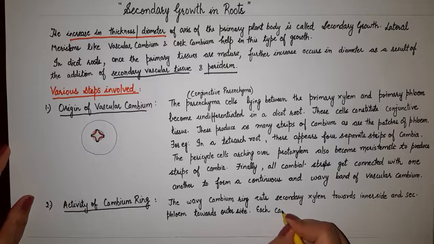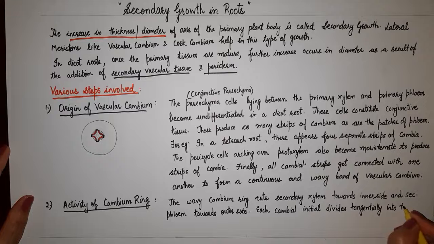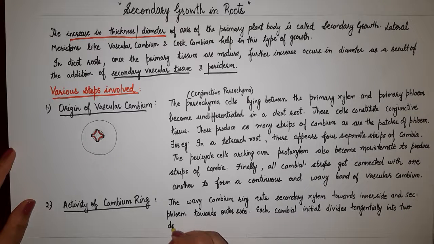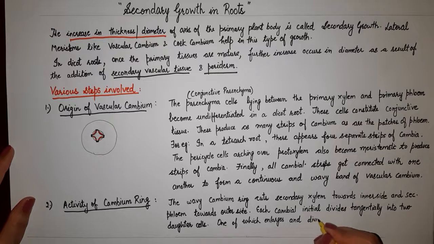Each cambial initial divides tangentially into two daughter cells, one of which enlarges and divides again indefinitely.